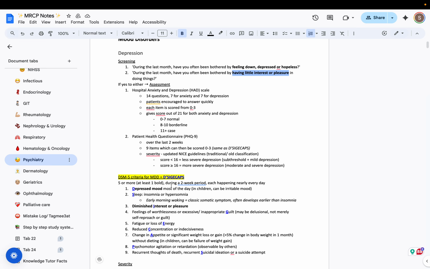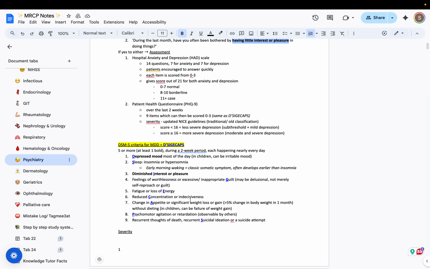G is for guilt. E is for loss of energy. C is for reduced concentration. A is for appetite changes, either significant weight gain or weight loss without dieting. P is psychomotor agitation or retardation. And finally, S is suicidal ideation or attempt.